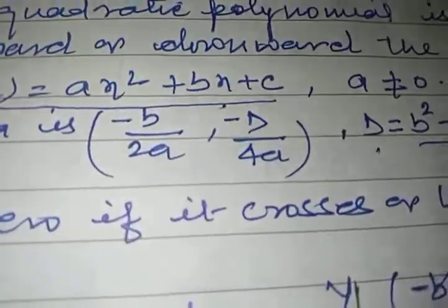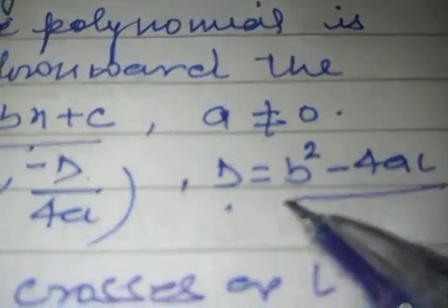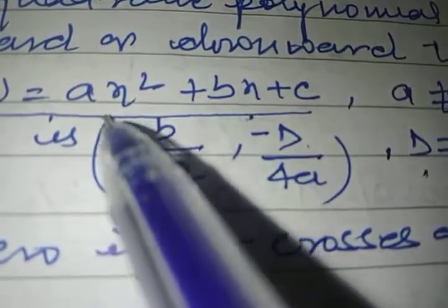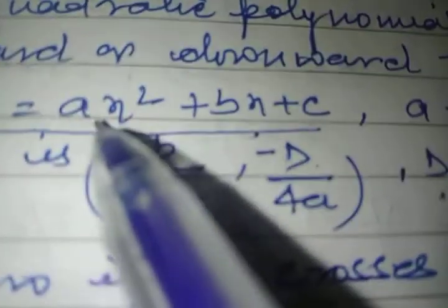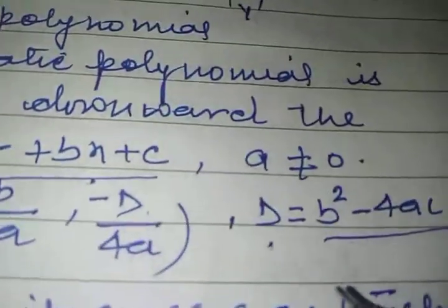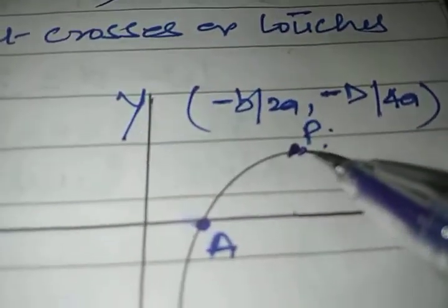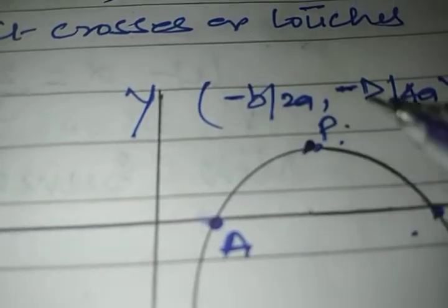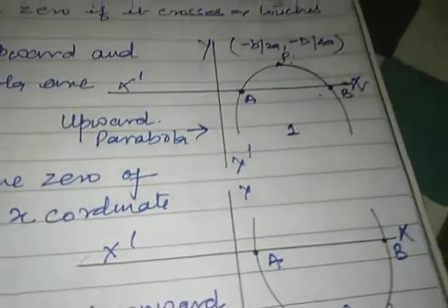Now this D is equal to b square minus 4ac. Now see, this is your equation, ax square plus bx plus c. So compare the given equation with this. You will get a, you will get b, you will get c. The value of D will be b square minus 4ac. So that will be your vertex here. Plot minus b upon 2a, minus D upon 4a. Plot here will be the vertex, and these 2 points A and B will be the zeros of the polynomial.